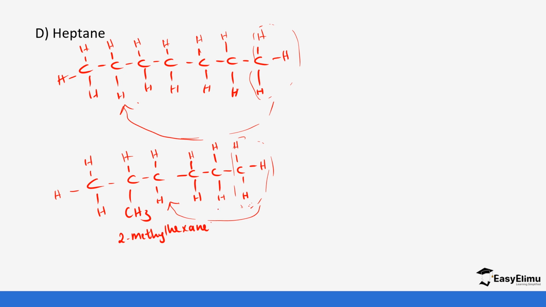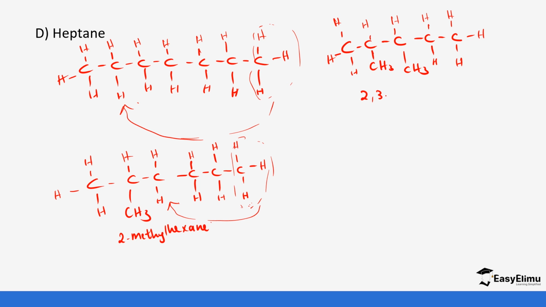So if we move the carbon, as we have said, we put it in this carbon number 3, we will have 5 carbons. We have a CH3 here and a CH3 here. So this will be 2,3-dimethylpentane.